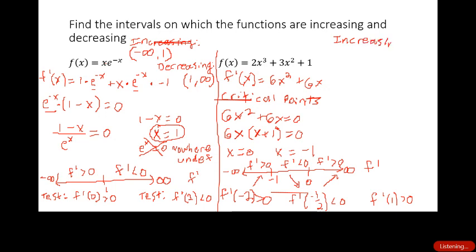So this function is increasing on two intervals. One interval is between -infinity and -1. And remember, it is neither increasing nor decreasing at -1, so I'm going to give it a parenthesis. And it is increasing again on the interval from 0 to infinity. Then it is going to be decreasing.